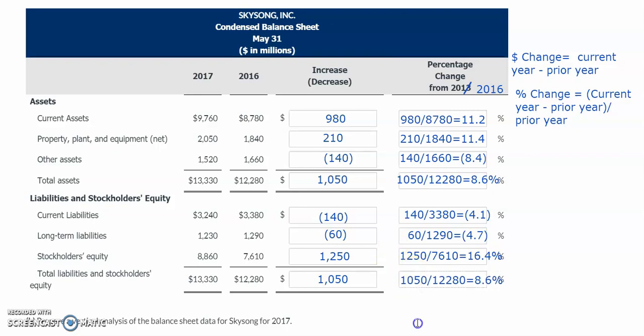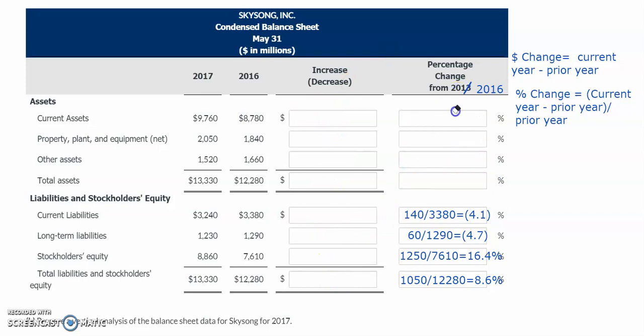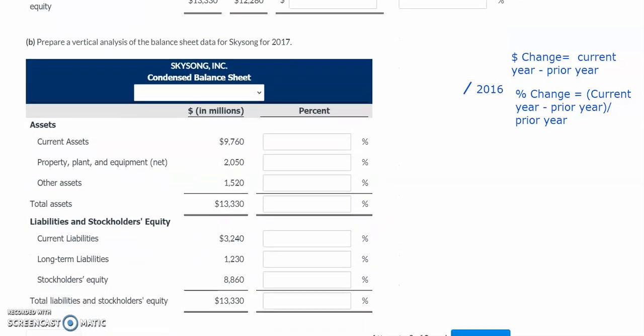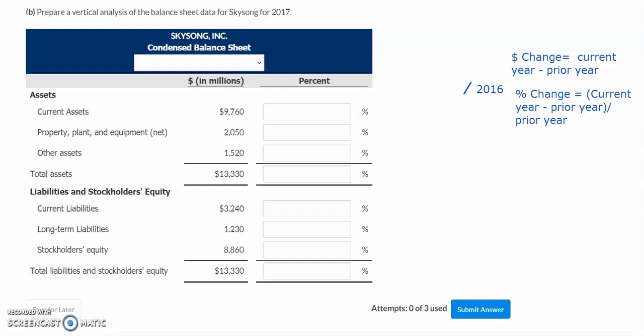So this is the horizontal analysis that we do on the balance sheet. And similarly, a company would do the same sort of horizontal analysis on the income statement, where they go line by line and compute the dollar change and the percentage change. Next, I'm going to scroll down so that we can do a vertical analysis.